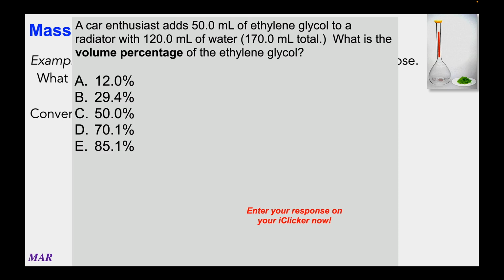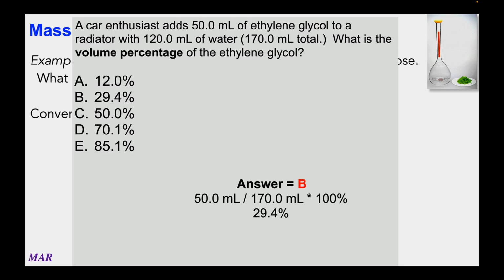Again, in the numerator, the volume of what you're looking at, 50 milliliters, divided by the total volume, which in this case is 170 milliliters of water plus ethylene glycol, multiplied by 100%. So 50 divided by 170 times 100% is what you'd put in your calculator: 29.4% ethylene glycol in this mixture. So this is a volume percentage. Again, these aren't used very often, but if you do see it, just realize it's based on volume. You could use liters over liters or microliters over microliters. Just make sure that your volume units are the same kind and you'll be good to go.